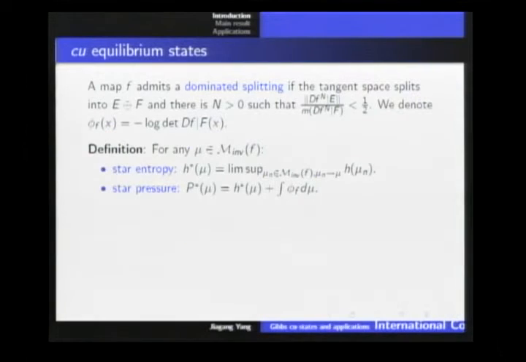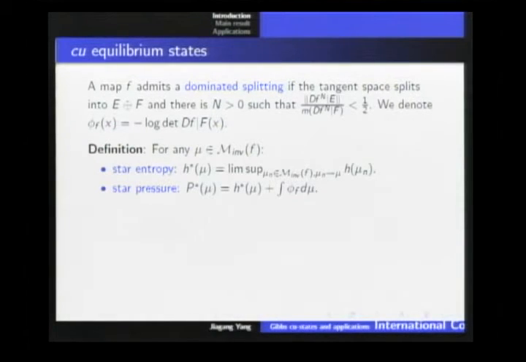And we consider the potential. This potential is minus log of the determinant of the tangent map along the F direction. When the map is uniformly hyperbolic, it has been studied quite well. It's a standard potential. Because in our case this F is not uniformly hyperbolic, we call this a CU equilibrium state. So we need to give more definitions.